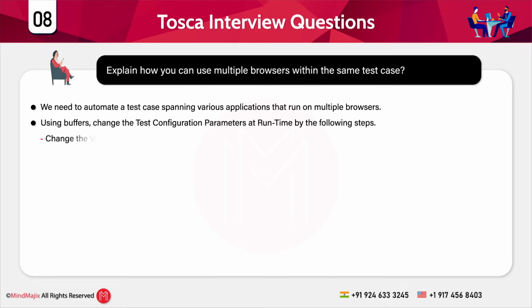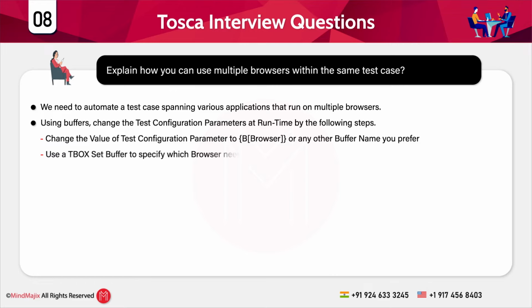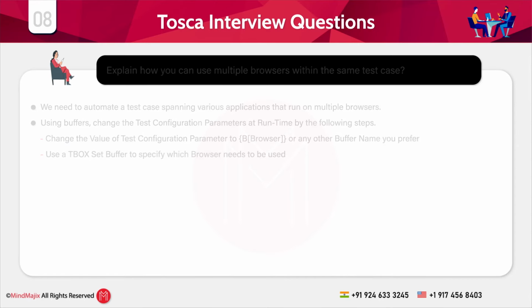In the first step, change the value of the test configuration parameter to browser or any other buffer name that you prefer. This is basically the buffer name that you must specify. In the second step, you must use a TBox Set Buffer to specify which browser needs to be used. You need to provide the various types of browsers that are available, and you can specify any one of them. So these are the two steps by which you can use multiple browsers within the same test case.